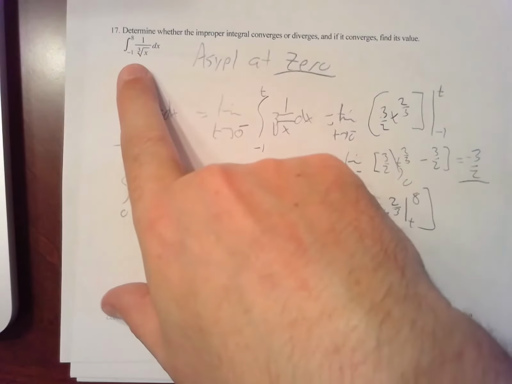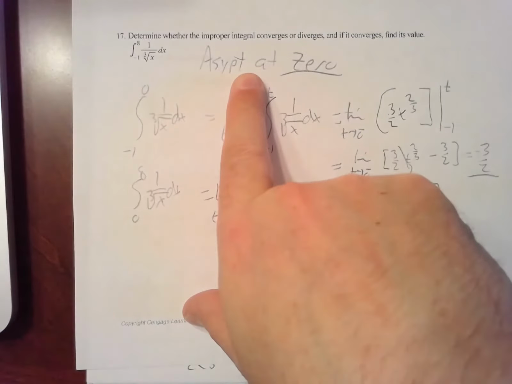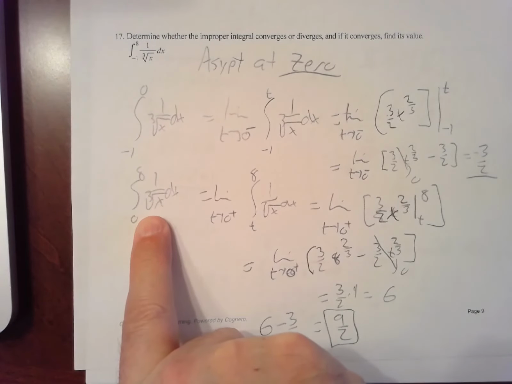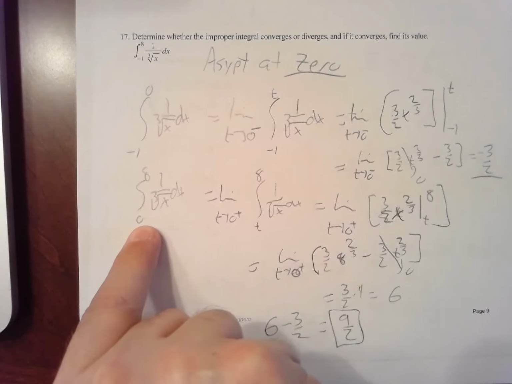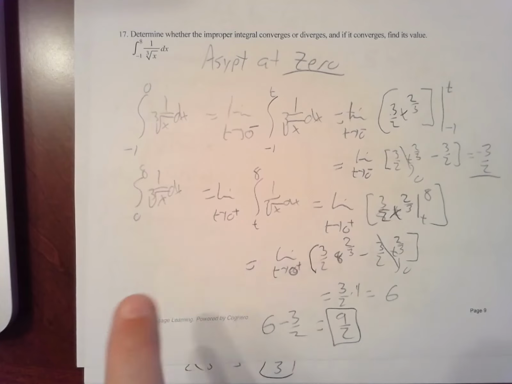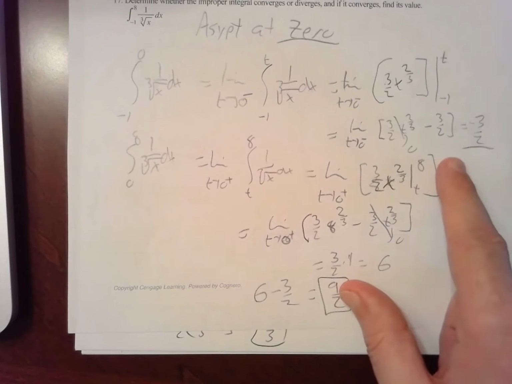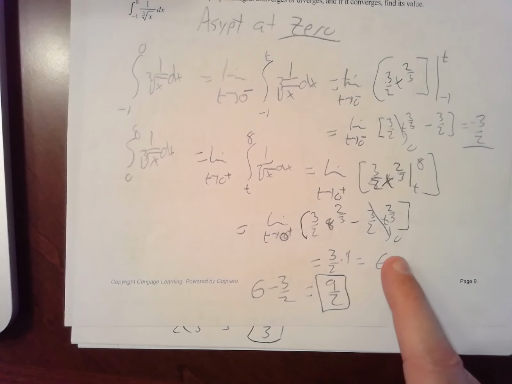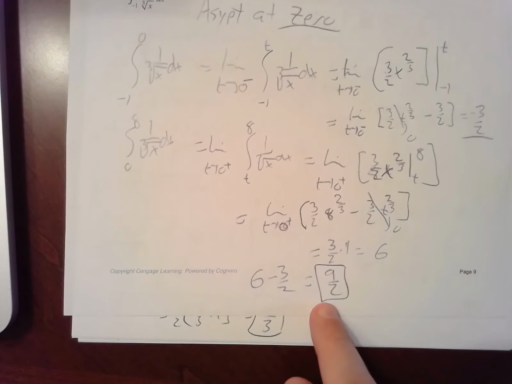Okay, this guy here has an asymptote. That's what that says, asymptote, at 0. So I need to break this up into two separate integrals. The integral up to 0, the left side, and then the right side. Each of those has a limit. And I keep writing limit until I finally take the limit. So when I worked it out, I got -3/2 for the left side and 6 for the right side. So we add those together and I got 9/2.